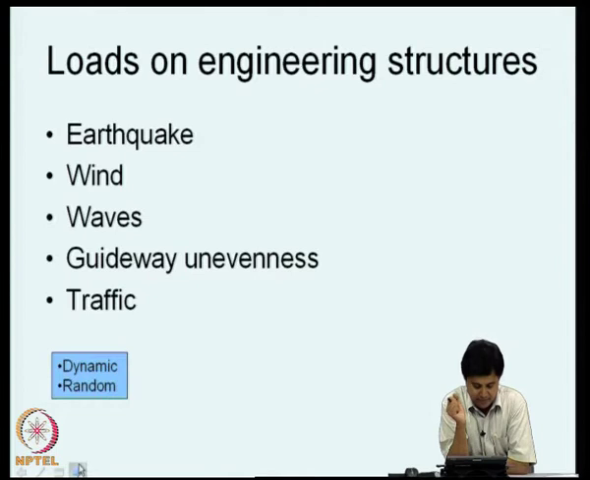So, let me begin by outlining the scope of this course. Engineering structures are subjected to various kinds of loads such as earthquake, wind, waves, guideway unevenness for vehicles, and traffic loads on bridges. One common feature of all these loads is that they essentially are dynamic in nature, and another thing that you would notice is that they are random. So, I need to explain what these annotations mean.